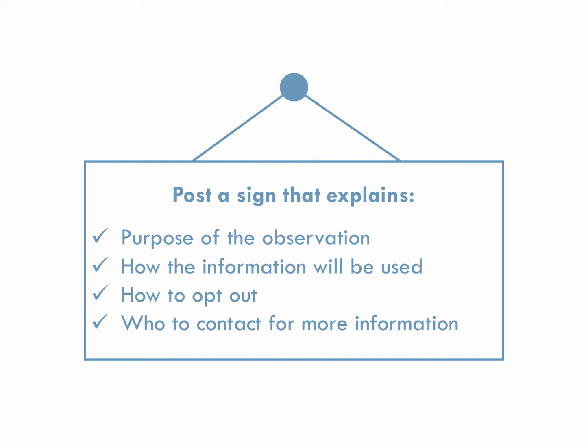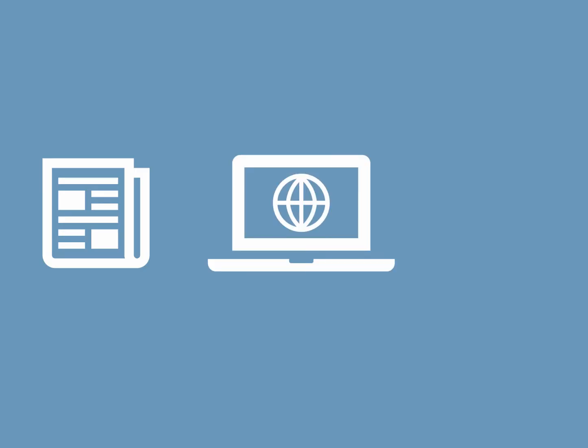When conducting observations of people in the library, we need to post a sign notifying patrons that we're conducting observations and informing them of the purpose of those observations. The sign will also explain how to opt out of the study and who to contact with questions. We'll also need to prepare a handout or website that includes the full information about the study and make that available for anyone who requests it. And if we're observing a program or class, we should also make a brief announcement about the observation.